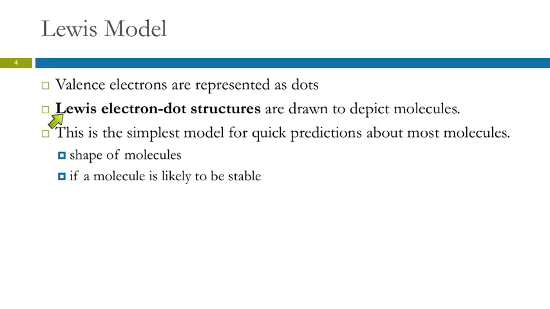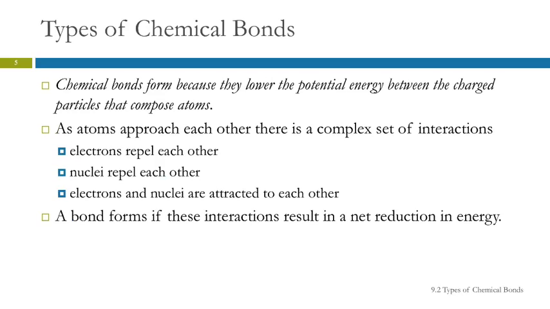And so we call these Lewis electron dot structures. And so we're drawing the molecule as different element symbols with dots. We can predict the shape and we can predict stability using this very simple model.